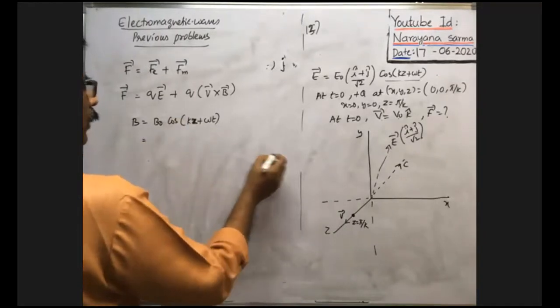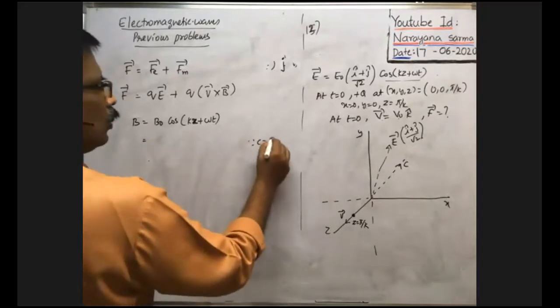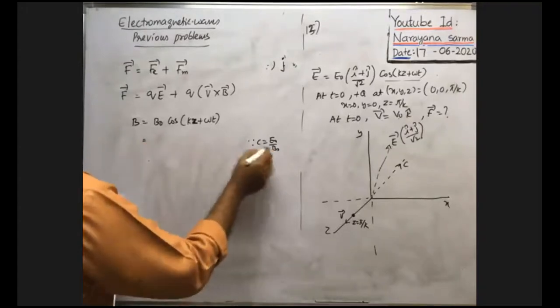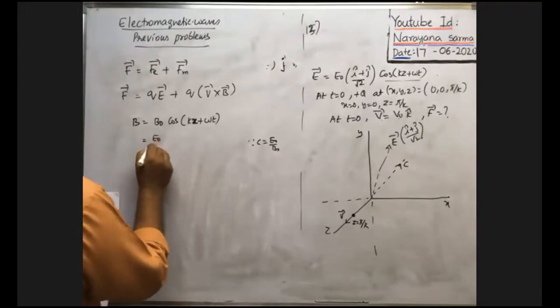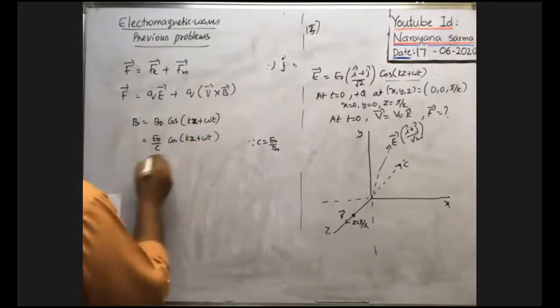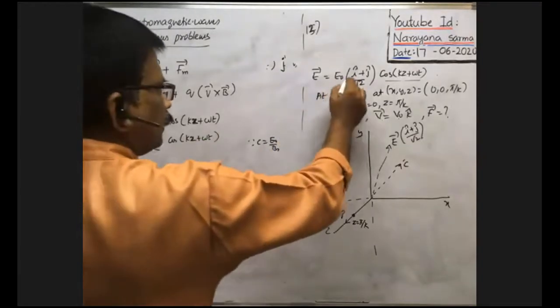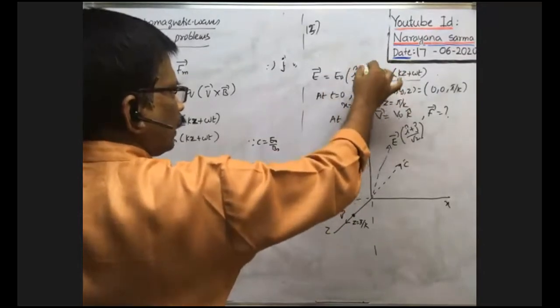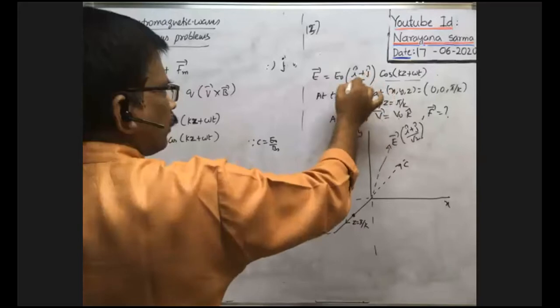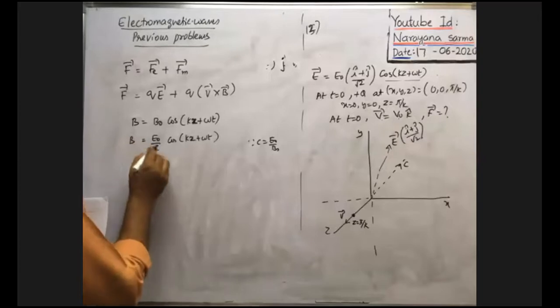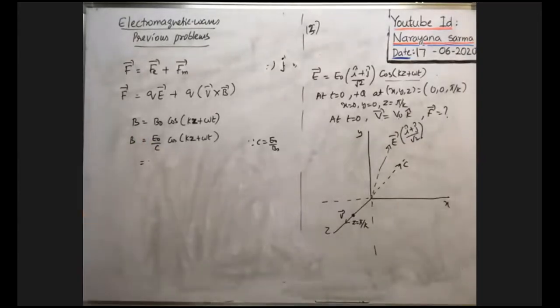C is equal to E naught by B naught, no? Since C is equal to E naught by B naught, then B naught is equal to E naught by C, and we can write E naught by C into cos (Kz plus omega t). E naught means, from this formula, the magnitude of this coefficient is E naught. The magnitude of this one is equal to 1, because square root of 1 square plus 1 square by root 2 is 1. So E naught only. That's why the maximum value of magnetic induction is equal to E naught by C only. Now, how can we write it in vector form?